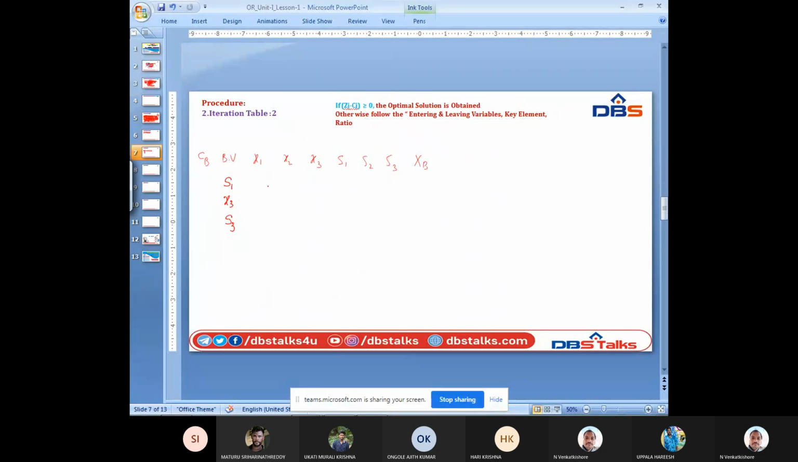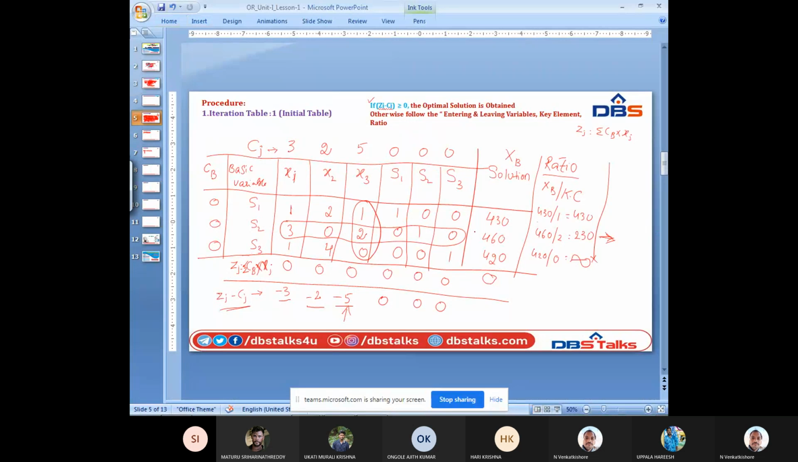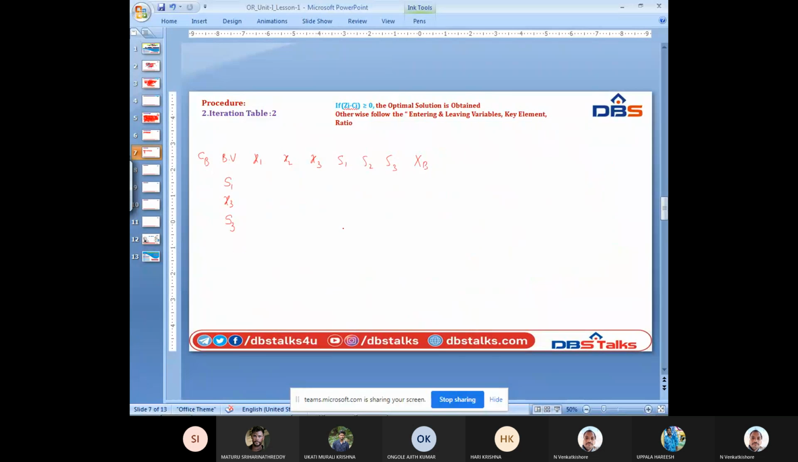So what are these values? According to the previous condition, some of the elements were eliminated. After that, the new table becomes: S1, X3, S3, since S2 already left. In the place of S2, X3 entered. Then what are the Cj values? The same values only: 3, 2, 5, 0, 0, 0. And then for the basic variables, S1 is 0, X3 is 5, S3 is 0.